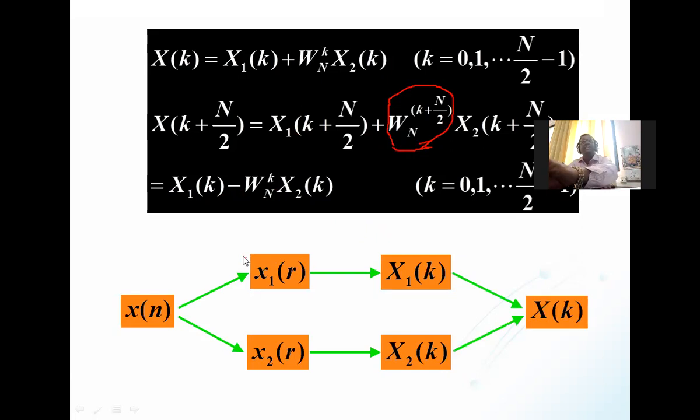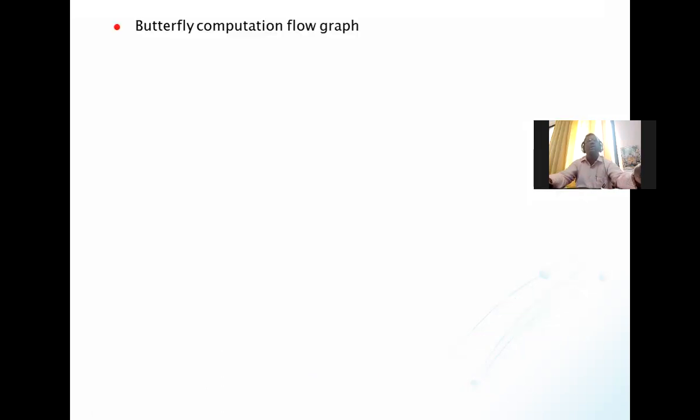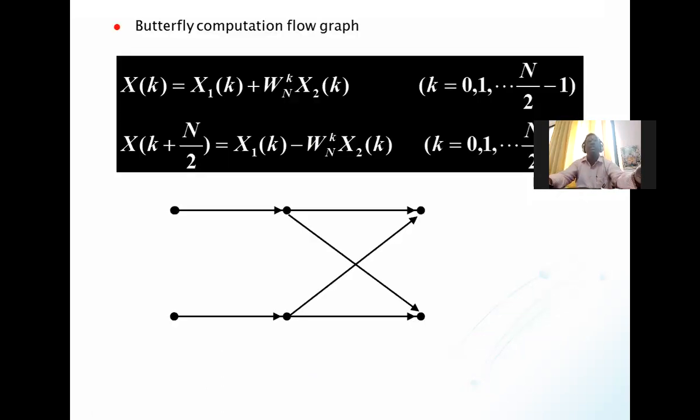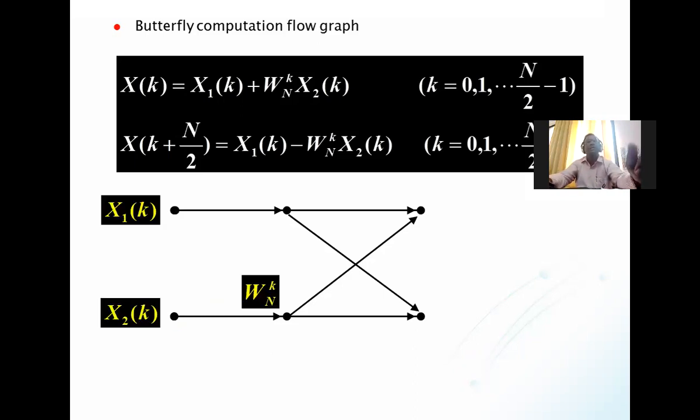So that means the first half value we are calculating as x1 of k, and the second half value we are calculating as x2 of k, and finally we are calculating it as x of k. So this is the flow diagram which we are going to perform with the DIT FFT algorithm. Now let us understand the butterfly computation. As already discussed, x1 of k, x2 of k, and wn to the power k is the multiplier here. Then this is minus 1, the same butterfly which we discussed yesterday.